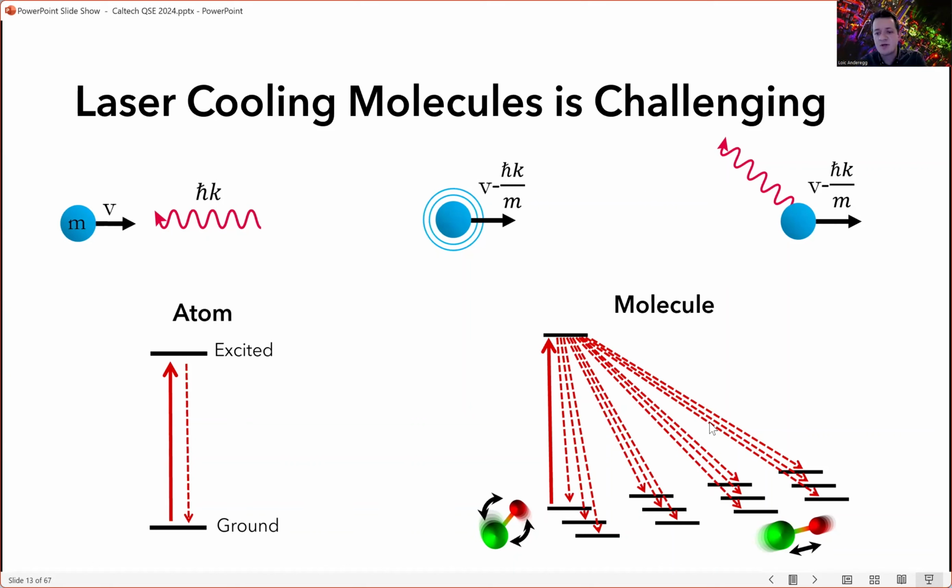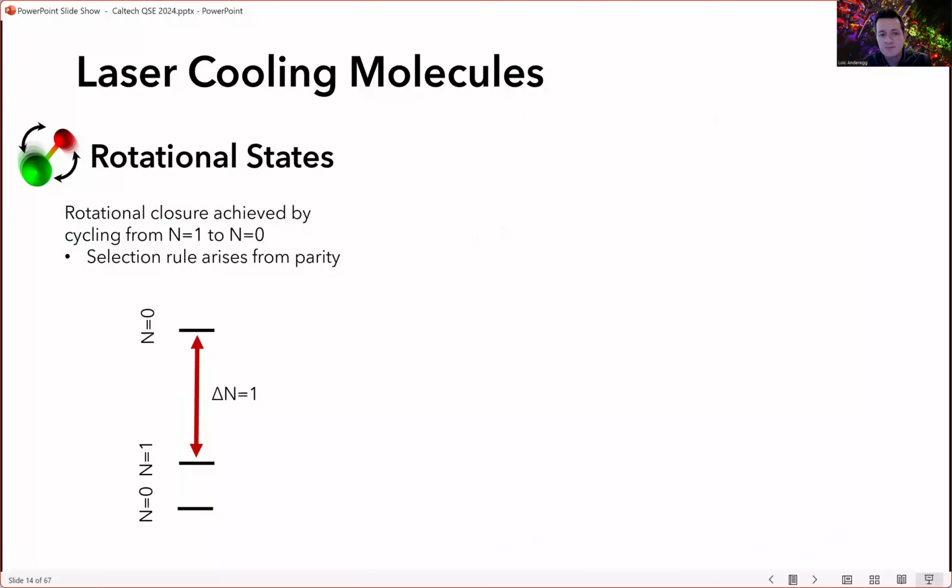So let's look a bit more carefully at the molecular structure and how we actually go about laser cooling a molecule. So basically, there are 2 degrees of freedom we need to talk about. The first is the rotational degree of freedom.